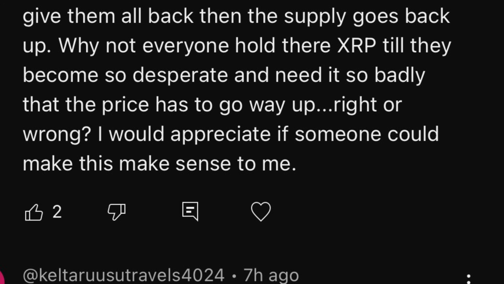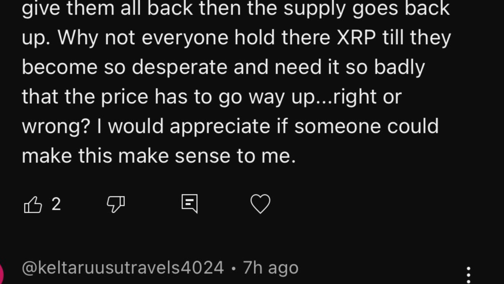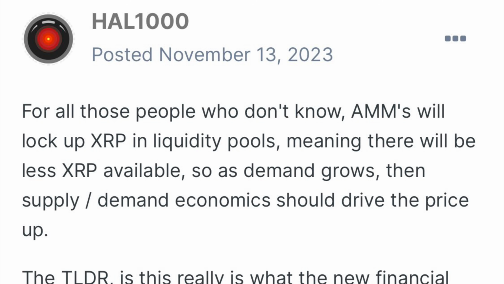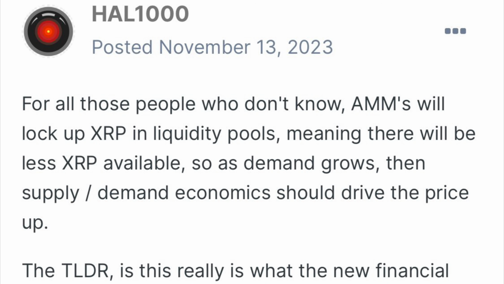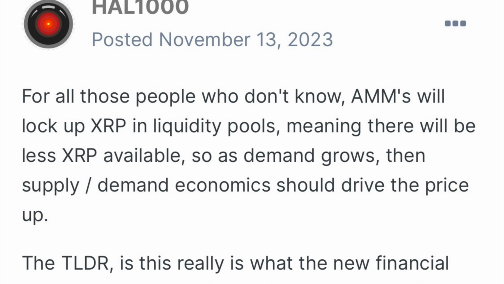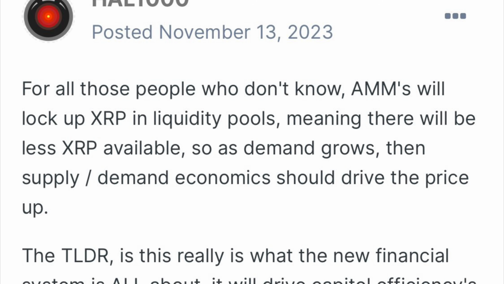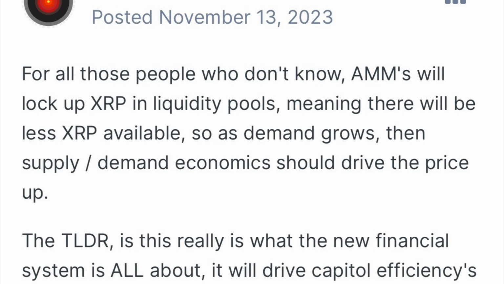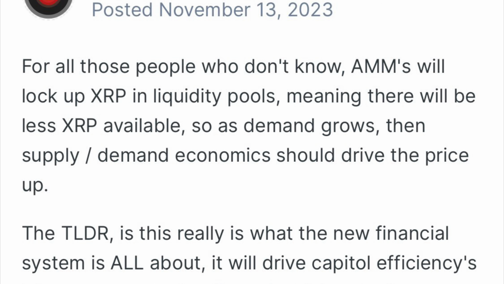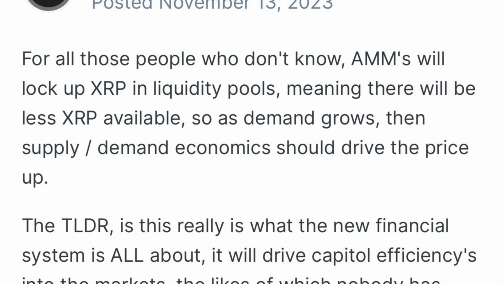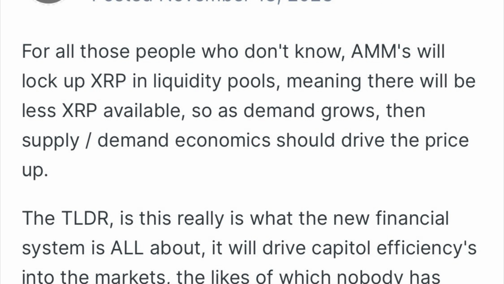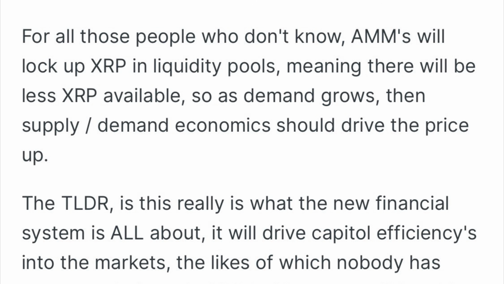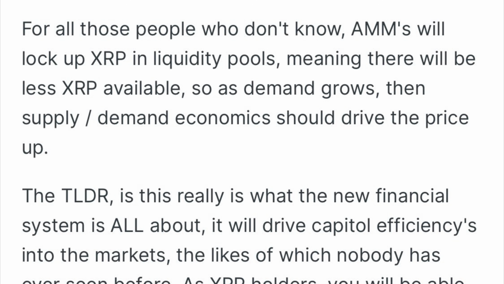Here's a quick answer I found to this question, and it makes a lot of sense once we stop and think about it. For all those people who don't know, AMMs will lock up XRP in liquidity pools, meaning there will be less XRP available. So as demand grows, then supply and demand economics should drive the price up. When you stop and think about it, you can see how this is true.